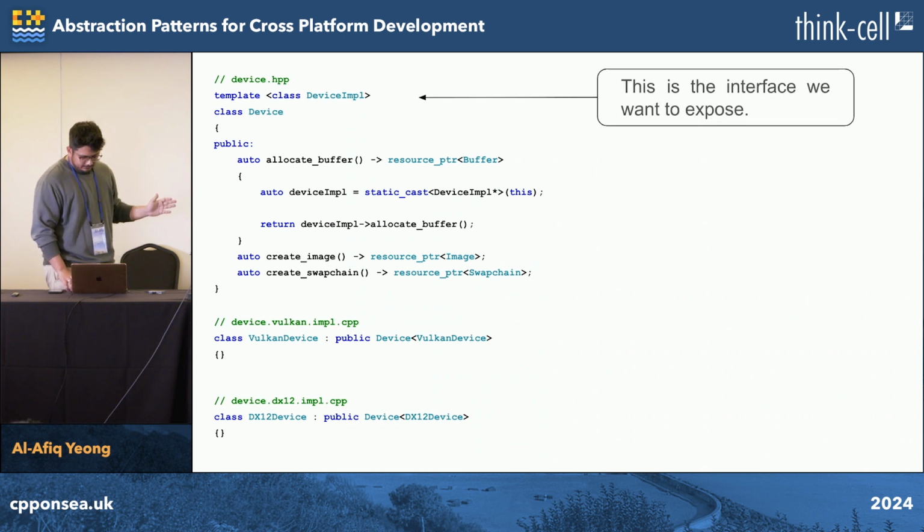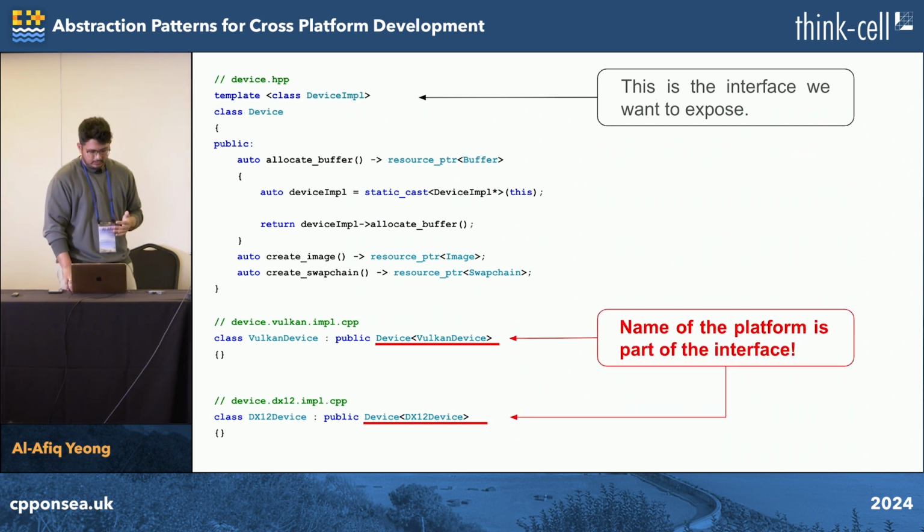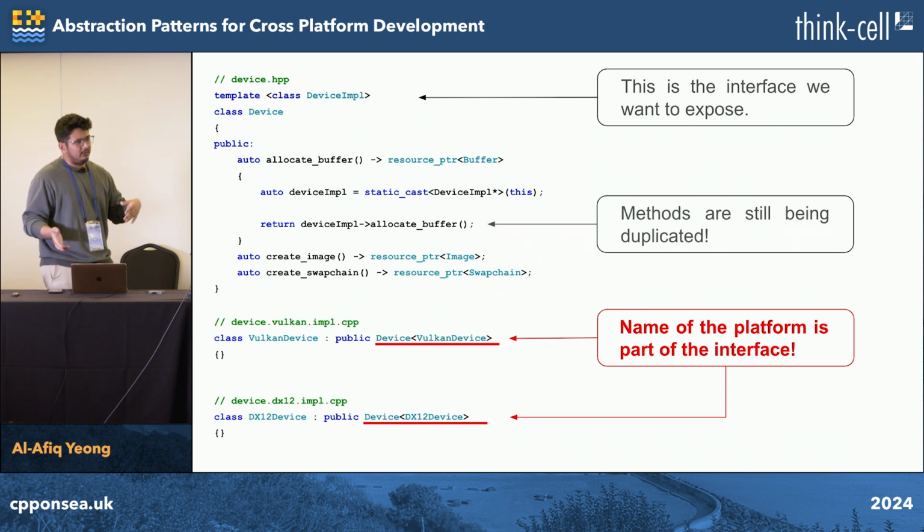But the implementation's name is part of the interface. And we don't want that, right? We don't really want to expose all of the platform detail outside of our library, right? And there is also the problem of method duplication. Not really a big problem, but it would be nice if this wasn't a thing.